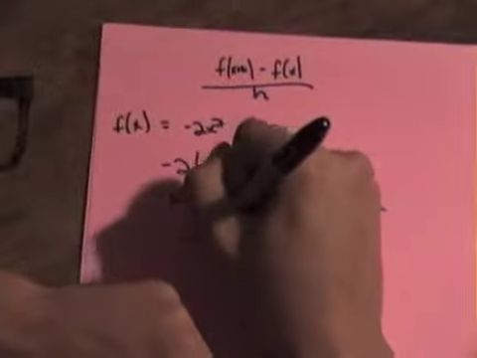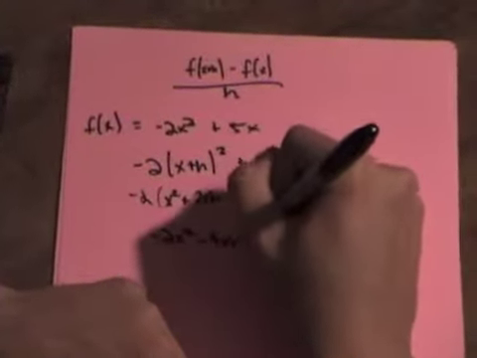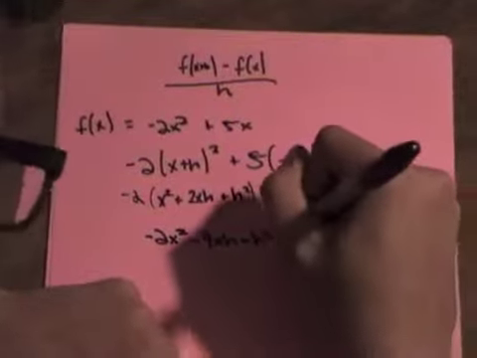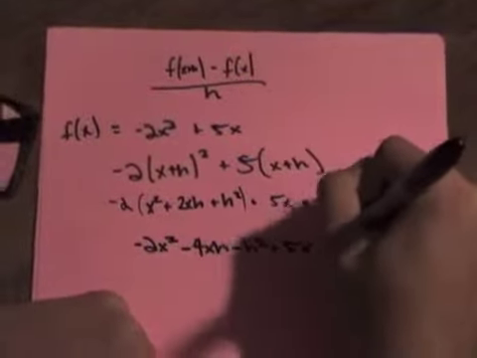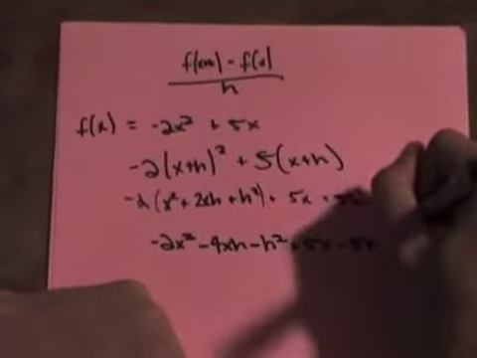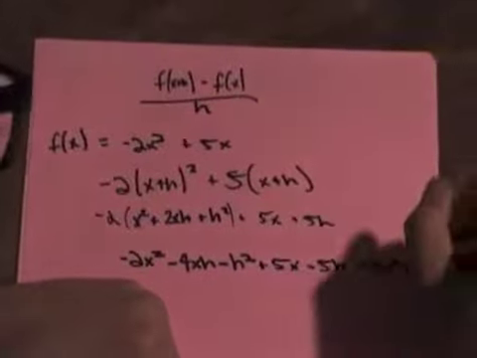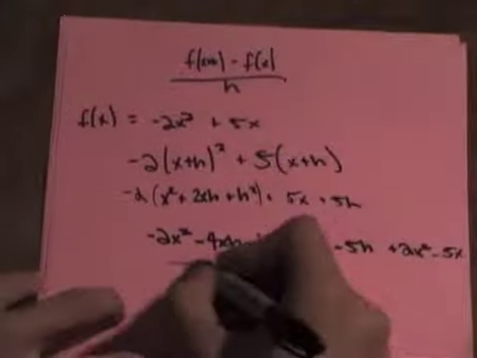So here we go, negative 2x squared minus 4xh minus h squared plus 5x plus 5h. Now we're going to plug in that f of x, which is going to be plus 2x squared because the negative signs will cancel out, and then minus 5x. All of this over h.